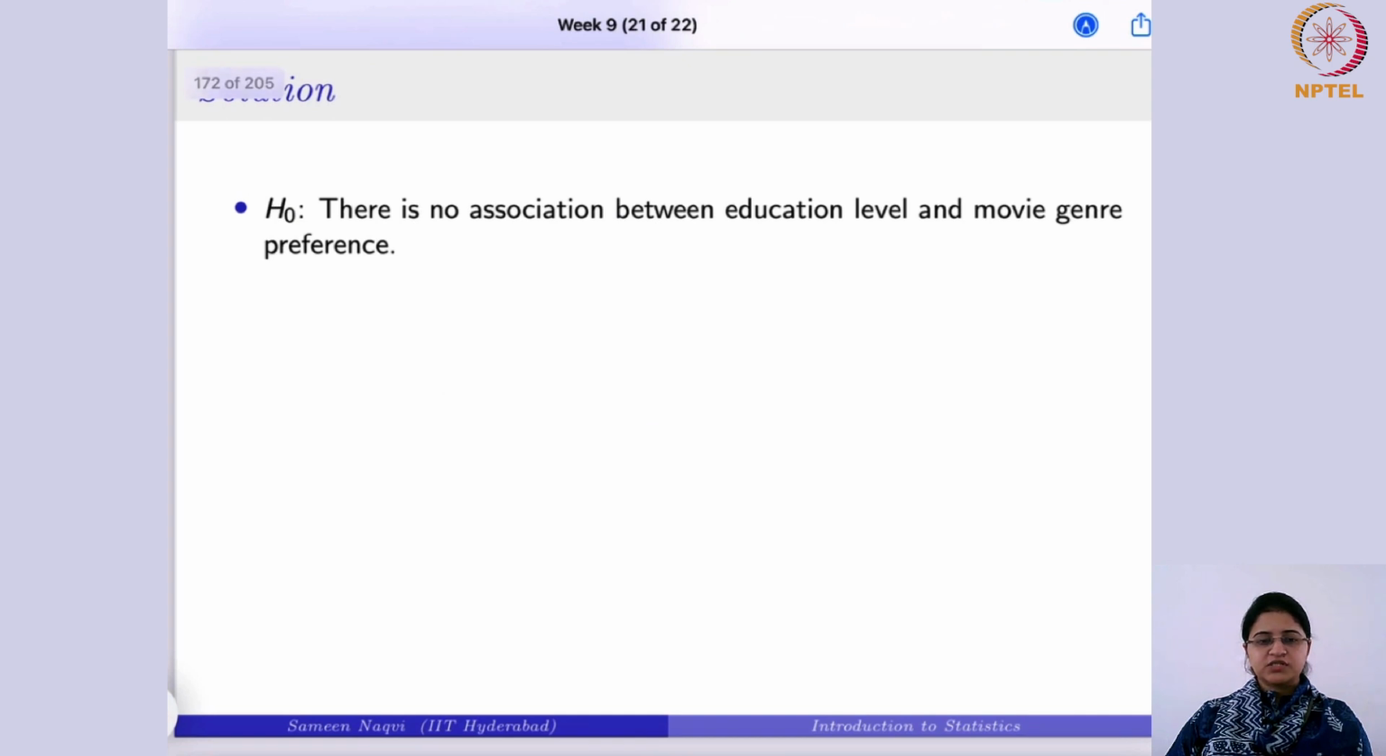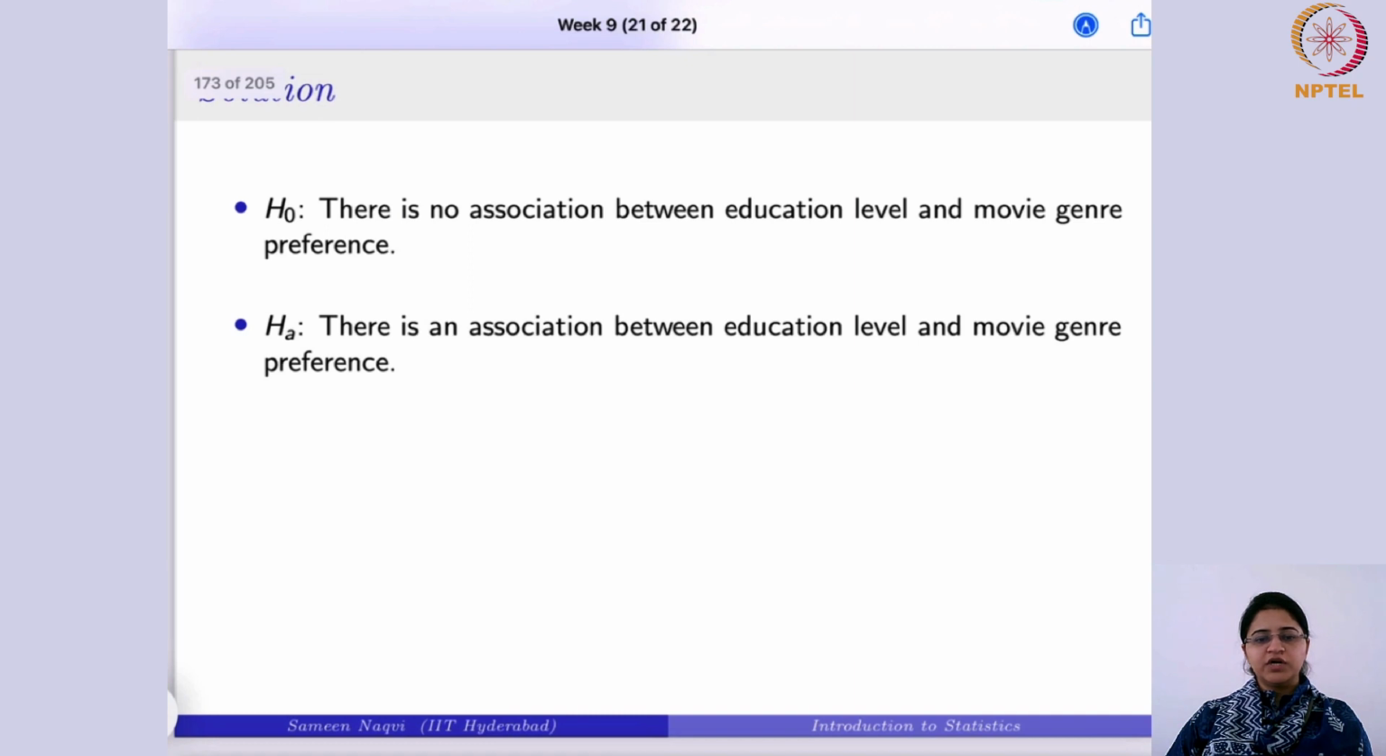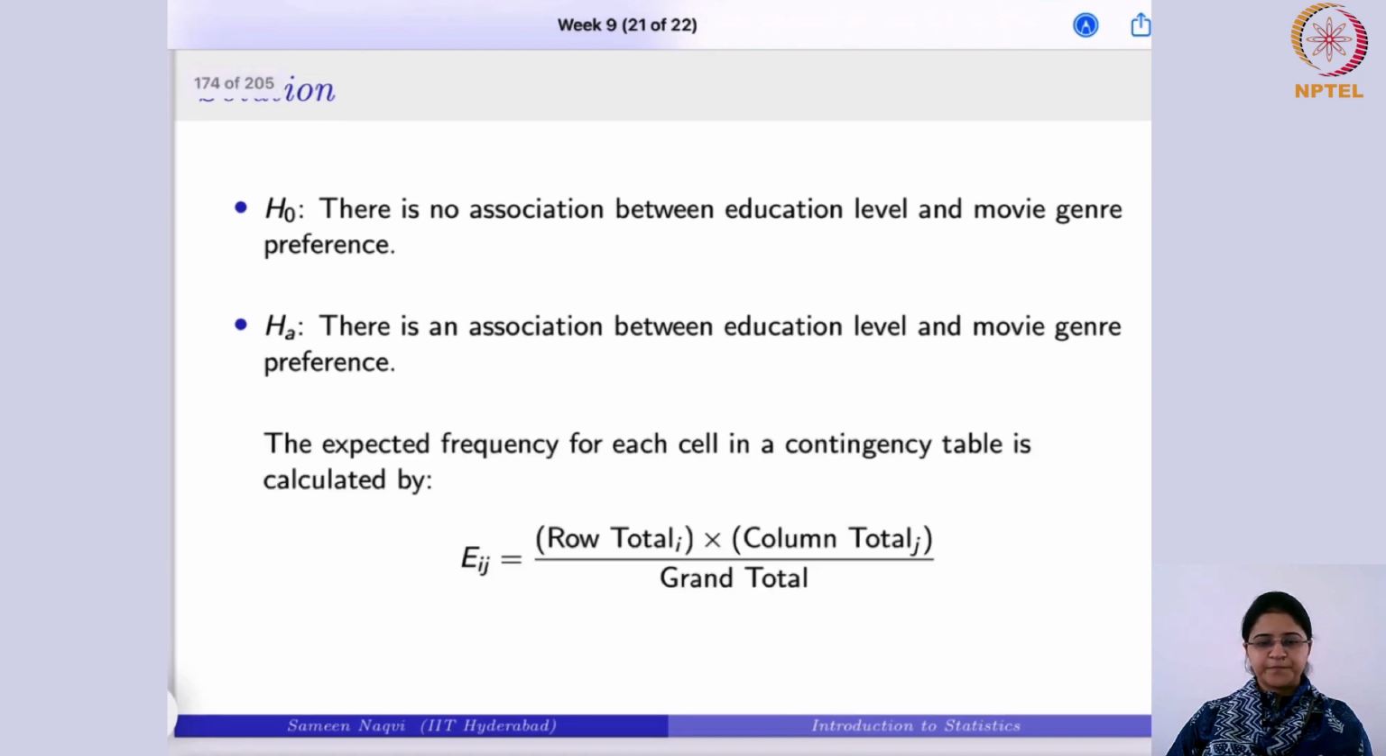So first of all, what is the null hypothesis? The null hypothesis is that there is no association between the level of education and the movie genre preference, versus your alternative that there is an association between these two categorical variables.